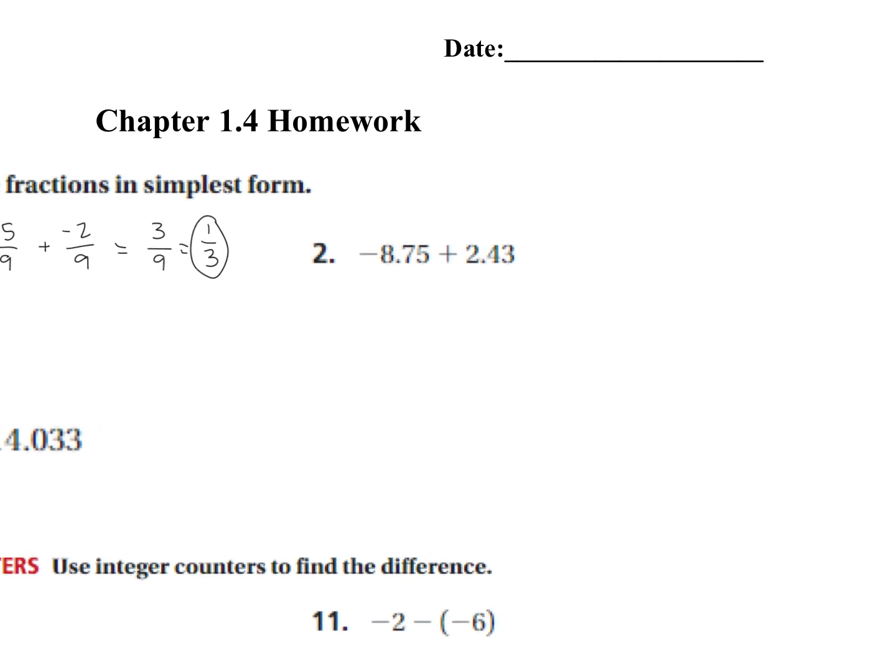Okay, number 2, I've got negative 8.75 plus 2.43. I have a negative and a positive coming together. Again, those two are opposite signs, so we're going to subtract. We're going to put the bigger value on top, which is 8.75 minus 2.43. 5 minus 3 is 2. 7 minus 4 is 3. 8 minus 2 is 6. I'm going to take the sign of the greater absolute value, which in this case would be negative. So my answer is negative 6.32.